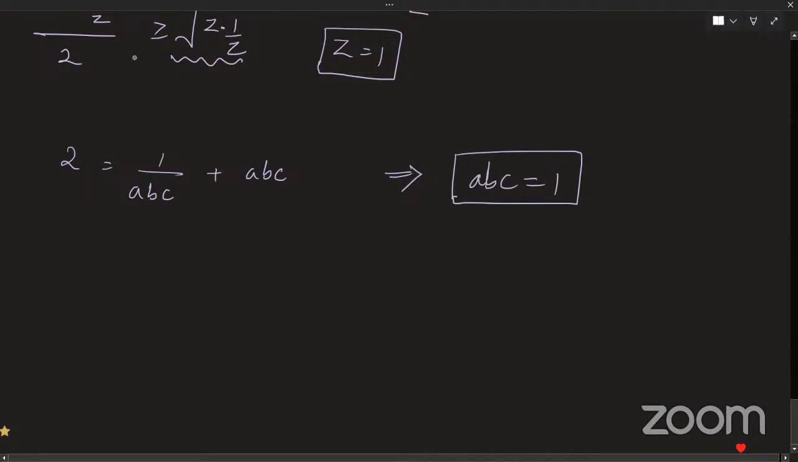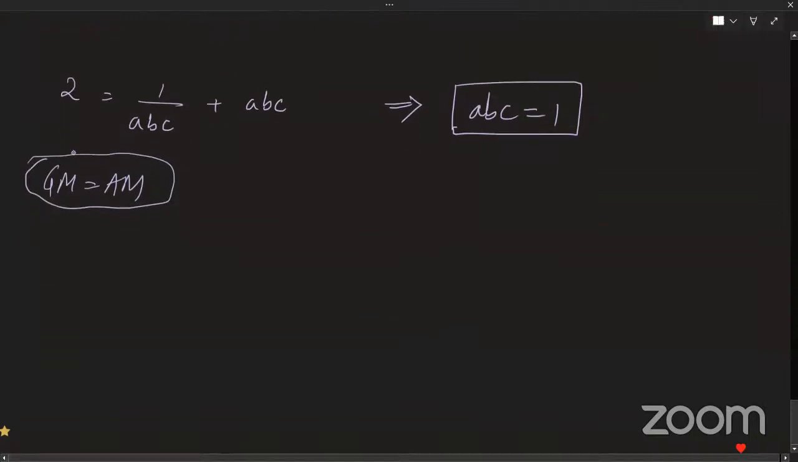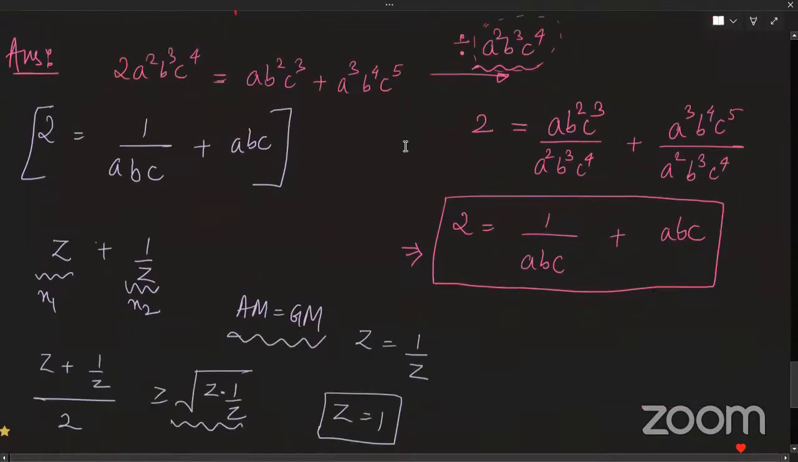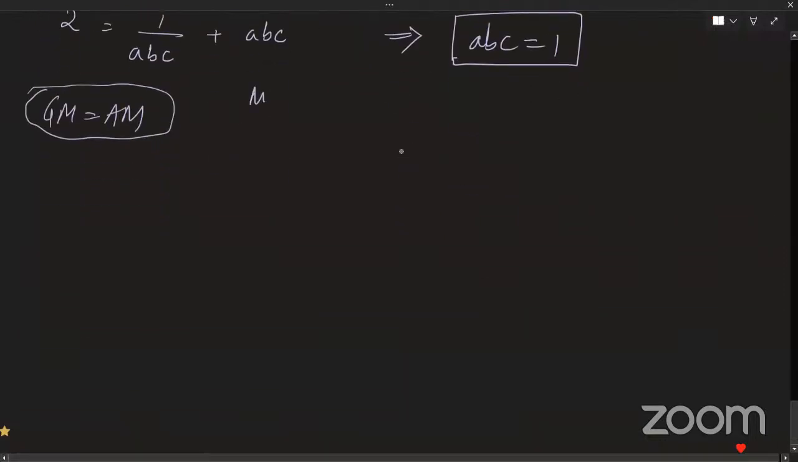Okay, got it, everyone? See, 1 by ABC plus ABC. The least value possible of this thing was 2 and it is equal to 2. And when is that possible? When my GM is equal to my AM. Only then it is possible, right? So that means my ABC is equal to 1. And if my ABC is equal to 1, now it is asking me the minimum value of A plus B plus C. Now can I find the minimum value of A plus B plus C?